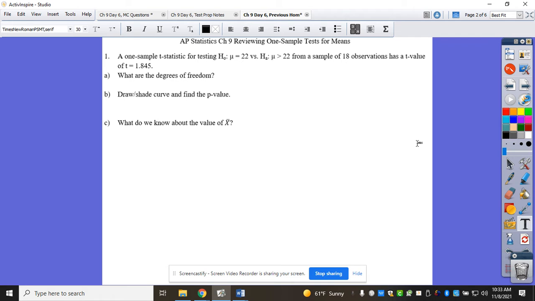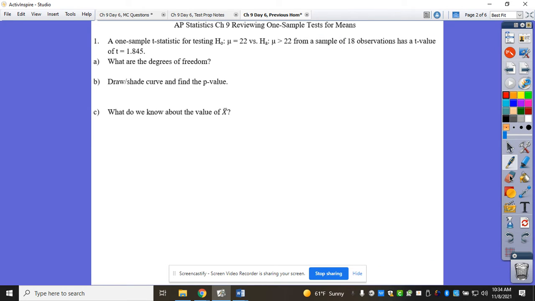Alright, first problem. Beginning of this, pretty easy. What is the degrees of freedom? How do you find degrees of freedom? N minus 1, you don't need to write all that, but our N was 18, so our degrees of freedom should be 17.